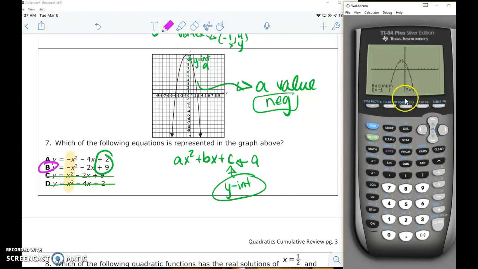To double check yourself, you could graph this in your calculator. Make sure it matches. Choice B, negative x squared minus 2x plus 9. Take a look at the graph. And this does match what we have on our paper. So B is the correct answer. Okay, we are going to stop this video here and continue with number 8 on the next video.